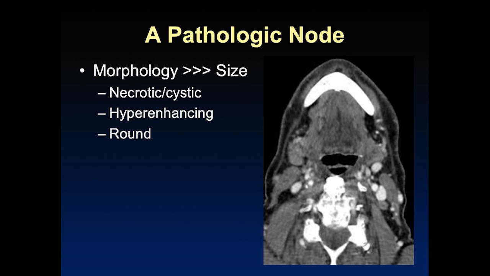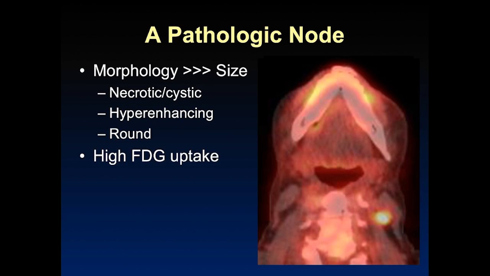So, for example, on this image, if you look at it for a while, you may see that there is a level 2B lymph node over here that's quite small, only 8 millimeters. But if you look, there's a small area of central low density within that node. And indeed, this was a pathologic necrotic node that demonstrated elevated FDG uptake on PET. And despite its small size, it is most definitely pathologic.